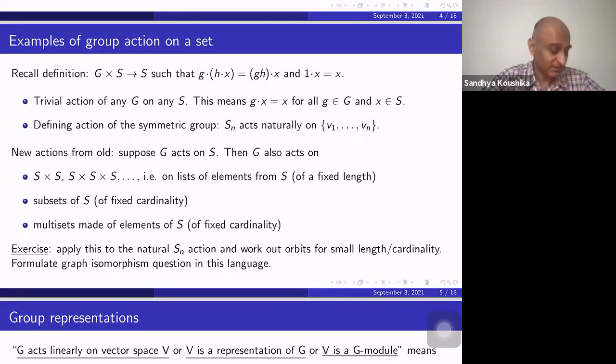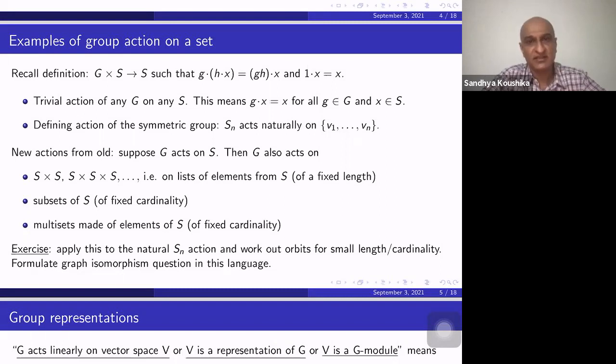So these are very simple things, but as is often the case in mathematics, from simple things and some combinations, you can build quite a bit of complexity. So you can get new actions from old. So if a group G acts on a set S, then it will act on ordered pairs, ordered triples. And in general, it will act on lists of elements from the underlying set. You can take lists of a fixed length or have the length vary. And the action is very simple.